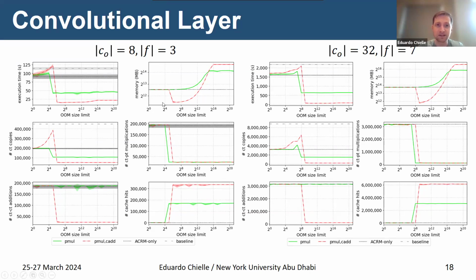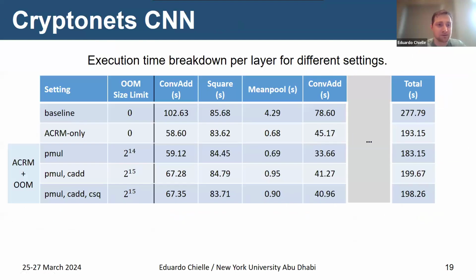And we can see that as we increase the number of channel outputs, or as we increase the filter size, the performance improvement of caching becomes much more significant. Like you can see from this graph, you go from around 120 to around 10, and here you go from more than 2000 to around 50. So we expect to see more improvement as the dimensions grow, because the chance of reusing data is higher.